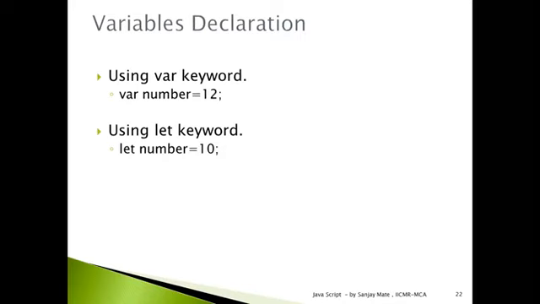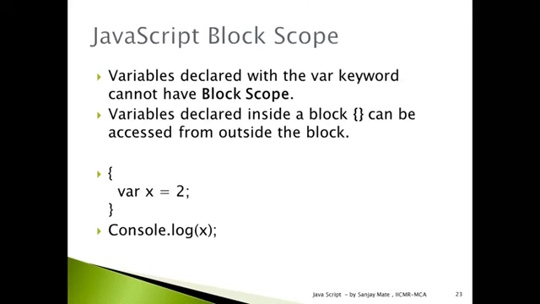We can declare variables in two ways: one is var and the other is let. Var and let each have their own meaning, and we're going to see the difference. With var number is equal to 12, you are declaring the variable number and storing the value 12 in it. In the same way, with let number is equal to 10, you are declaring the variable number and storing 10 in that variable.